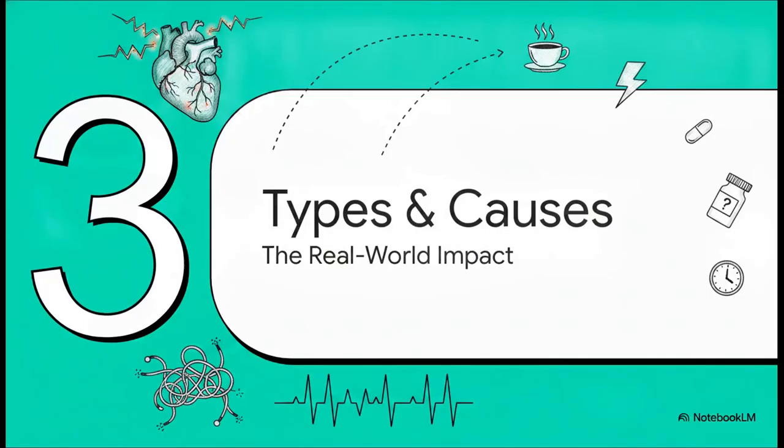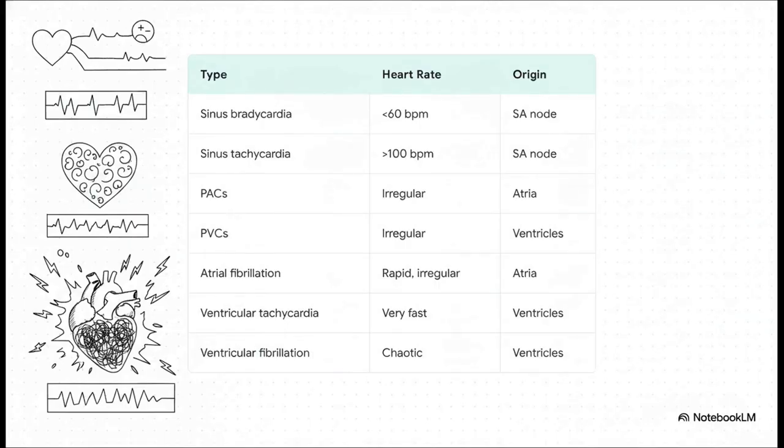Section 3, arrhythmia types and causes, the real-world impact. So those are the mechanisms, but what do these short circuits actually look like in a real patient? Let's pivot and examine the specific clinical manifestations and the triggers behind them. When we categorize arrhythmias by their origin, whether they start in the SA node, the atria, or the ventricles, we can see their direct impact on heart rate.